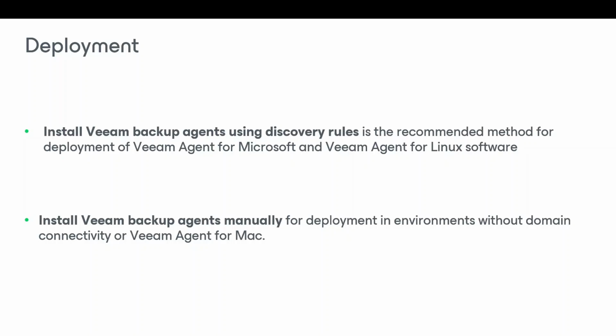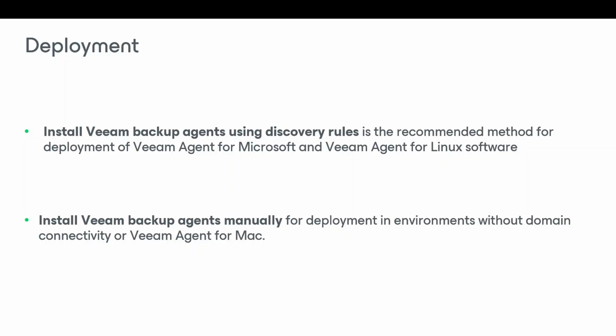When it comes to backup agent deployment, we have the following options: discovery rules, automatic installation, which is ideal for Microsoft and Linux. We can deploy discovery rules in VSPC to automatically detect computers in client installations, or install management agents and then the backup agents. For manual installation, we need to install the backup agent manually on selected computers without using discovery or auto deployment.